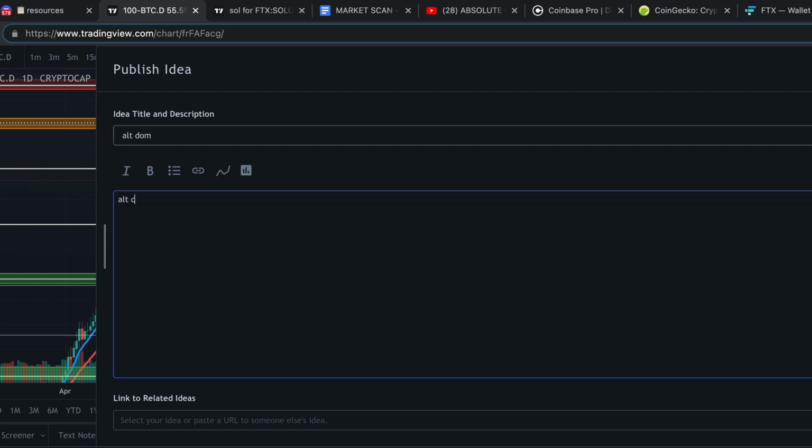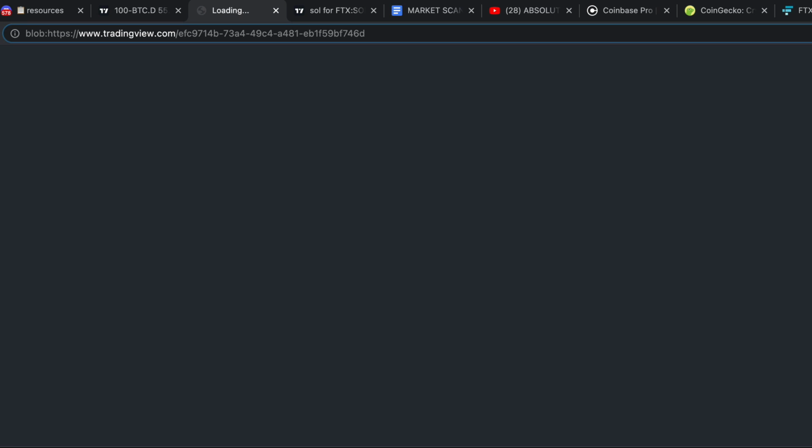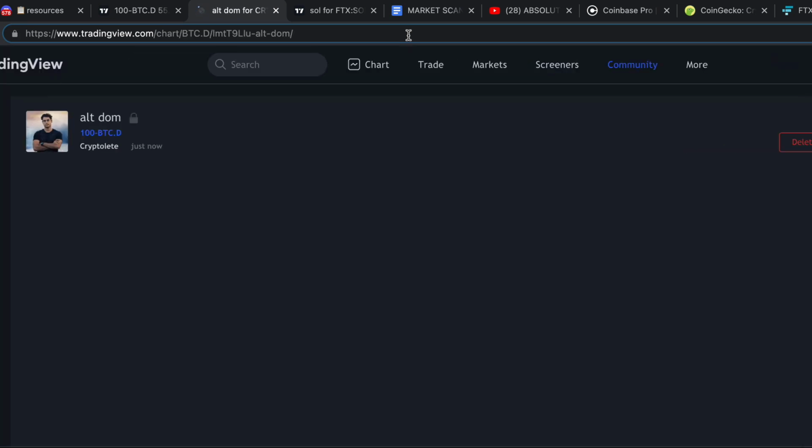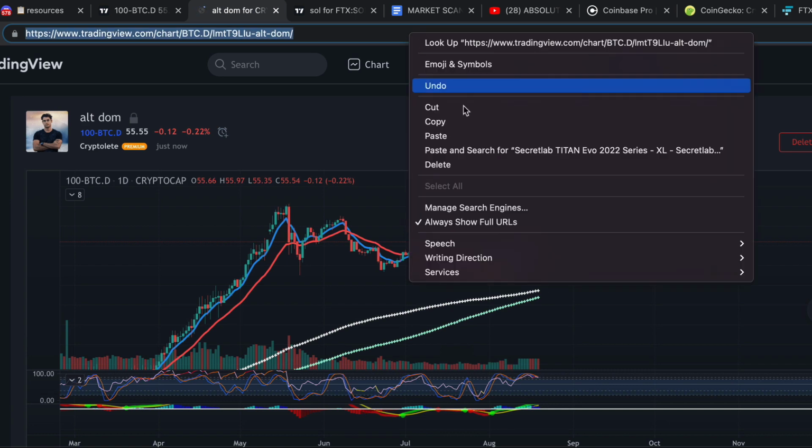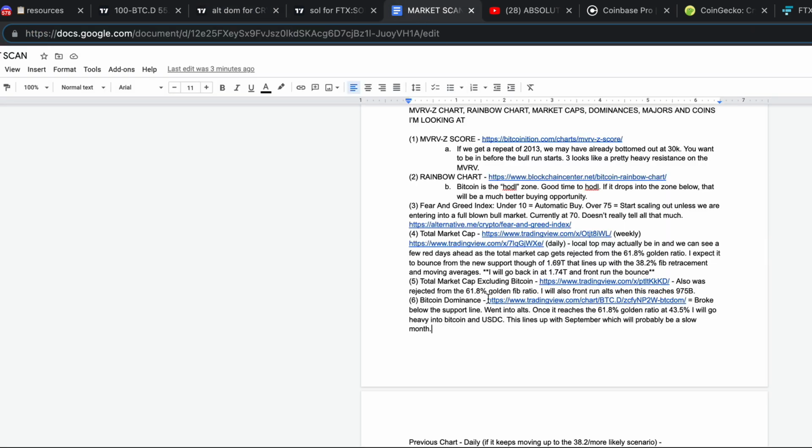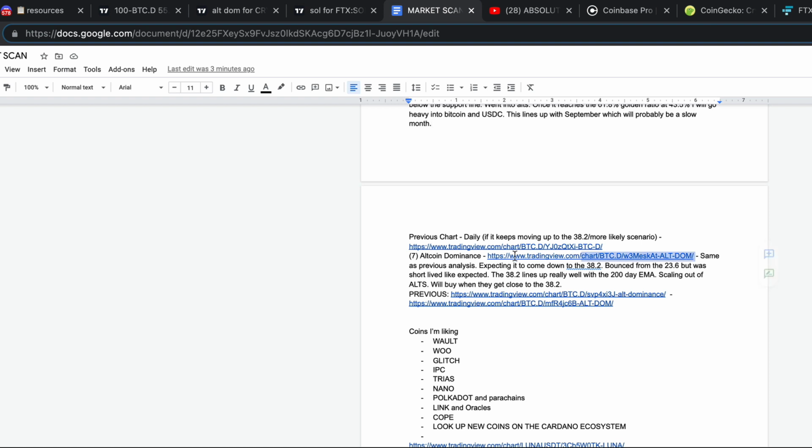and I will publish this just for that. Alt Dom, and then I'll say Alt Dom and publish this idea. And then what I'll do is I will copy this idea and I will put it into my market scan, which will then go into the Crypto Elite VIP Discord group. And then people can understand what the game plan is. So copy this, and then this goes down here. And I said same as previous analysis. Expect it to come to 30.2.